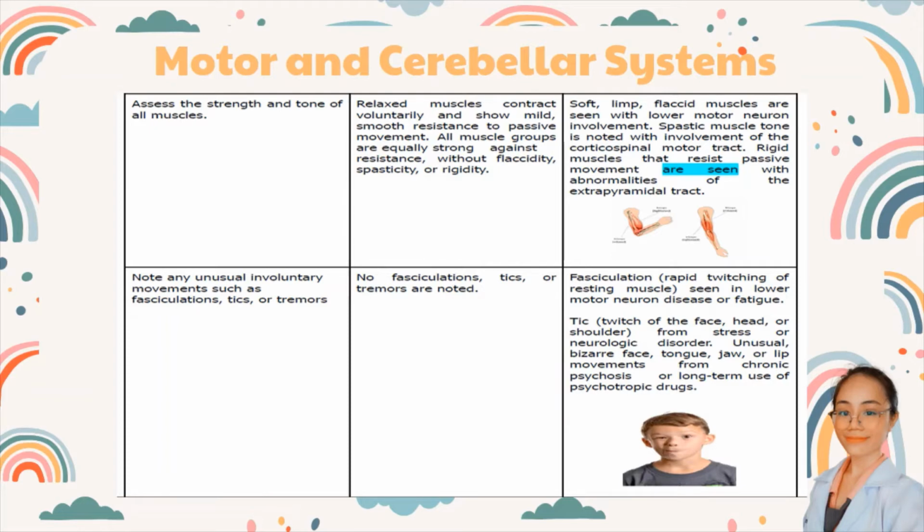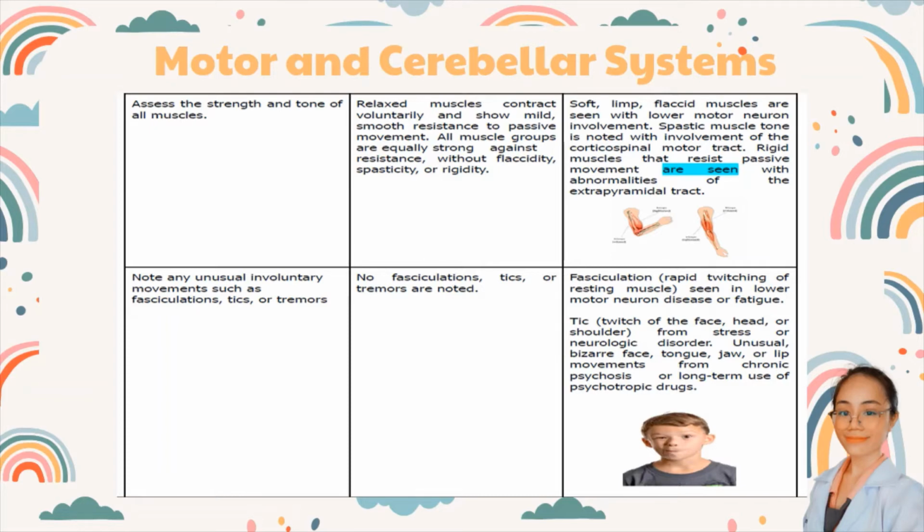Next, note any unusual involuntary movements such as fasciculations, tics, or tremors. So obviously, the normal would be that there are no fasciculations, tics, or tremors noted.